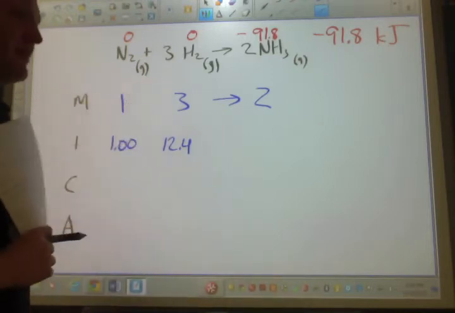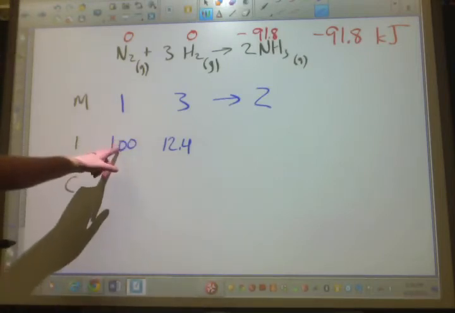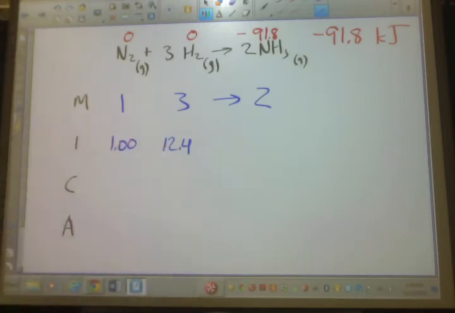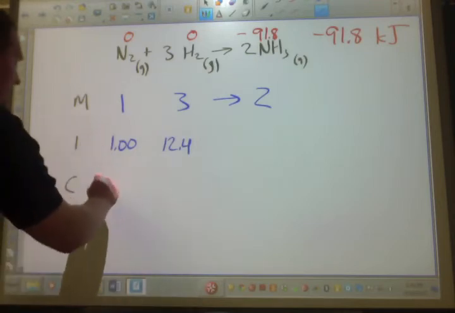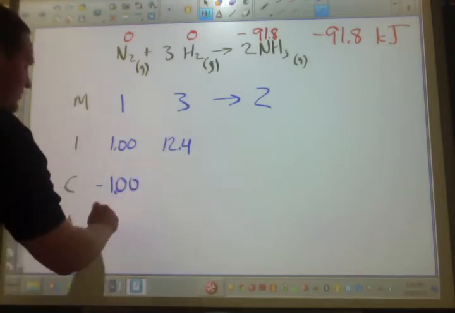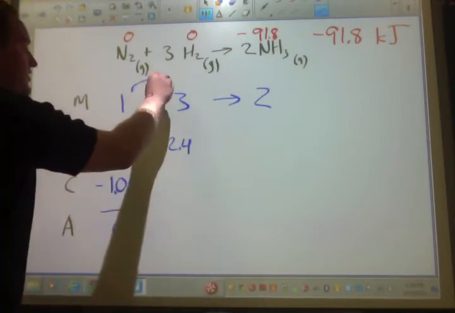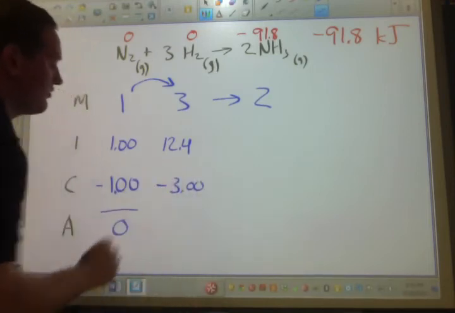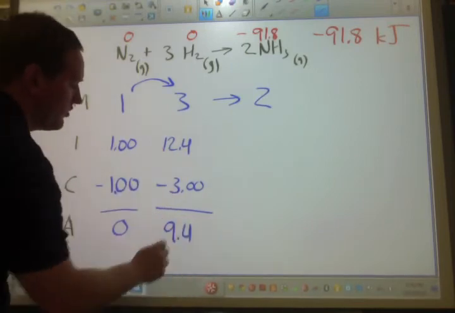So we need a 1 to 3 ratio. We have a 1 to 12 ratio. It is clear that this is going to run out first. This is going to have a lot left. Okay? If that's not clear, just work out the calculations to see how much of the product you would make with this and with that. If this completely gets used up, minus 1.00, giving us nothing left. Well, if we use 1 mole of this, and it's a 1 to 3 mole ratio, we're going to consume 3.00 moles of this, leaving us with 9.4 moles.